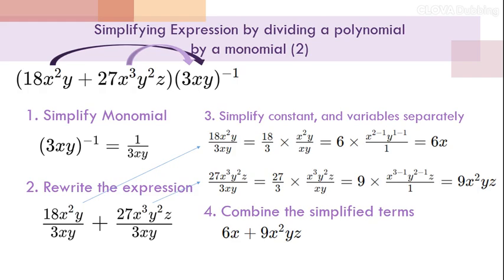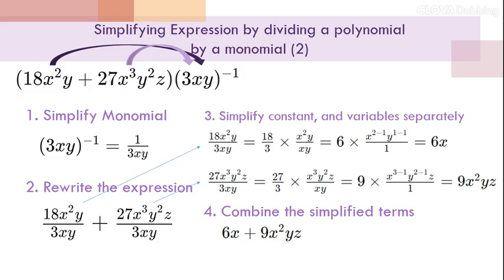Here's another example that involves a bit more complexity. First, simplify the monomial (3xz)^-1. This results in 1 over 3xz. Next, rewrite the expression by separating the polynomial into monomials. Third, simplify each term. For 18x^2y over 3xz, divide the coefficients, which results in 6. Then, simplify the variables x^2y over xz, which is x overall.